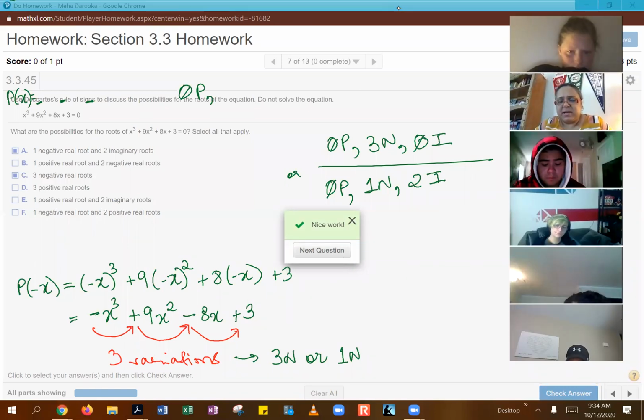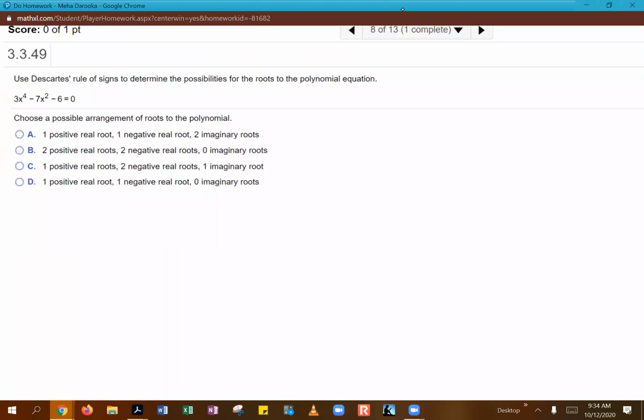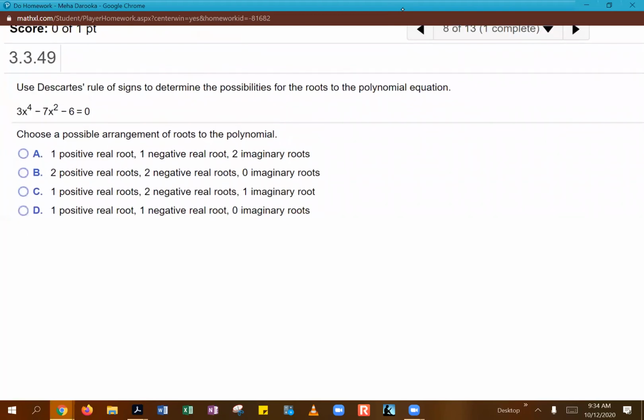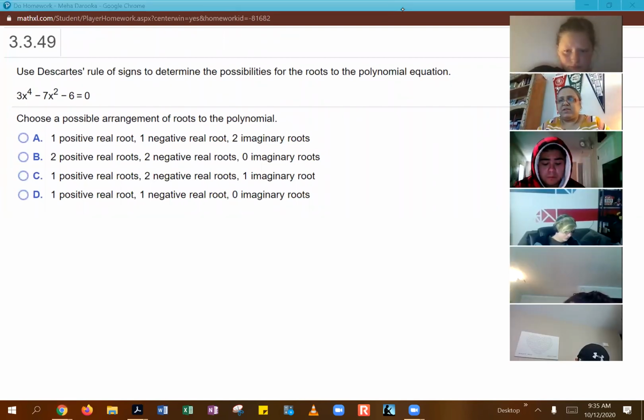Okay, questions on this one, guys? Okay, let me see what you can come up with as your possibilities for your roots with this example over here. So you've got 3x to the fourth minus 7x squared minus 6 as your original polynomial.